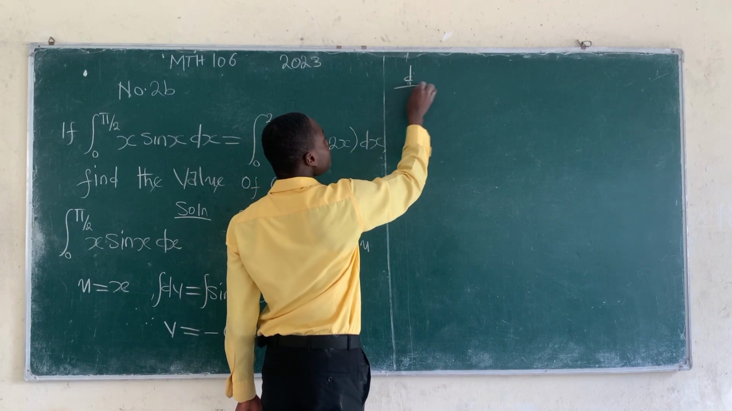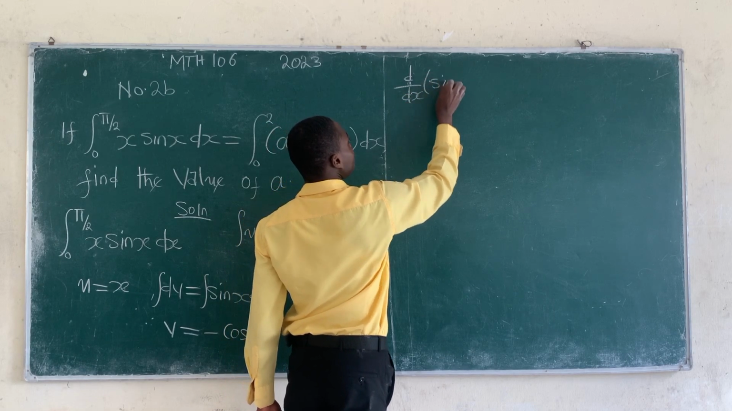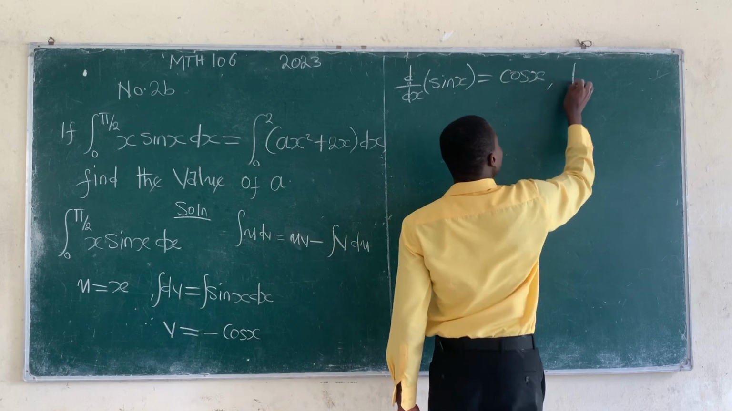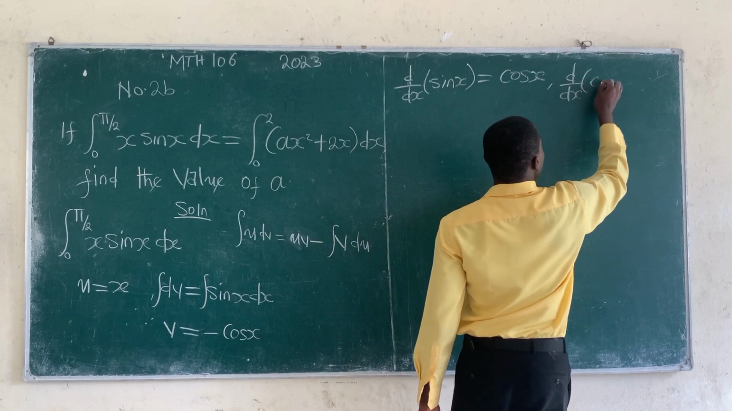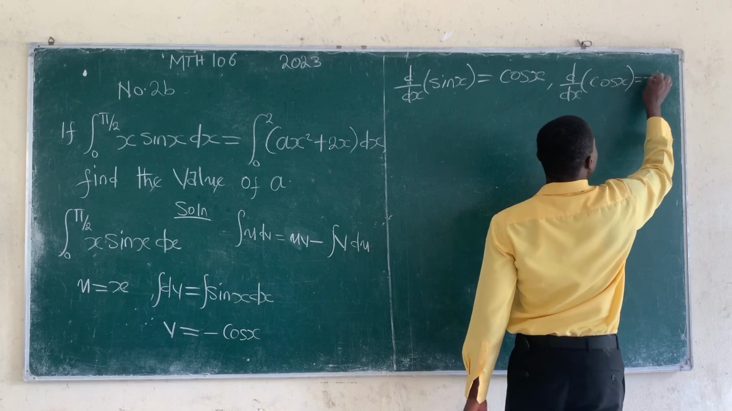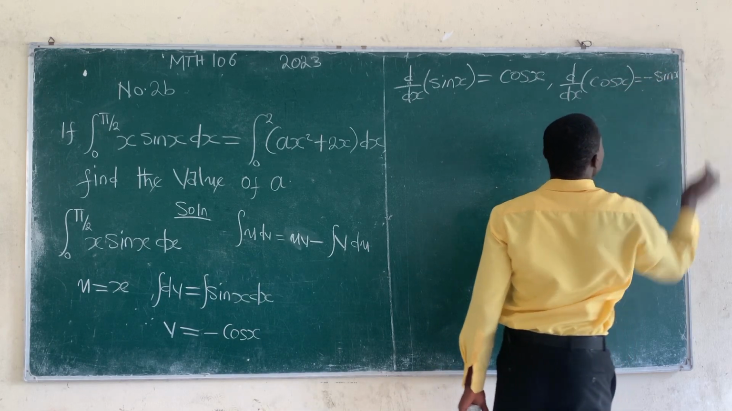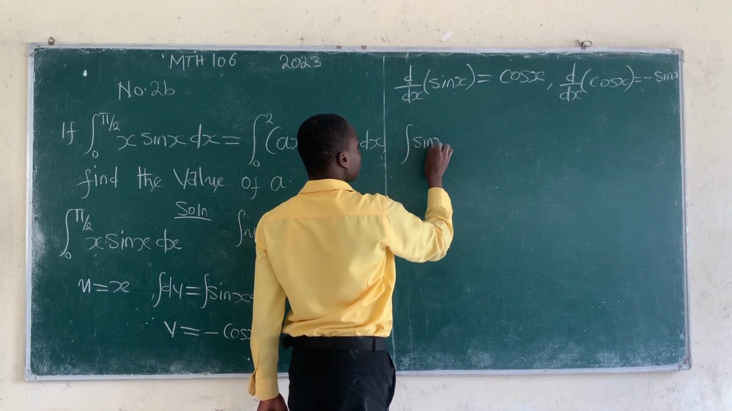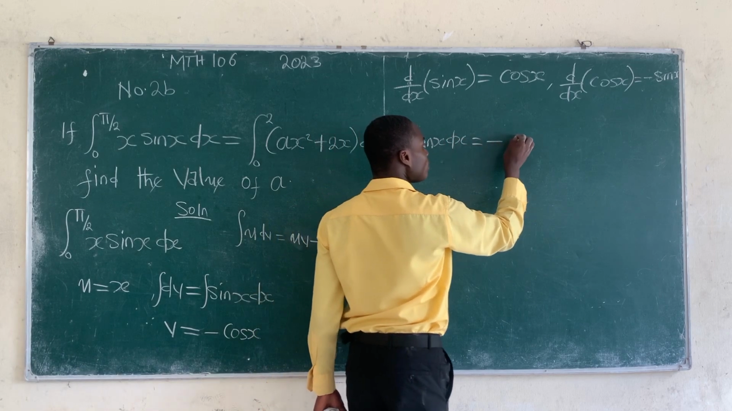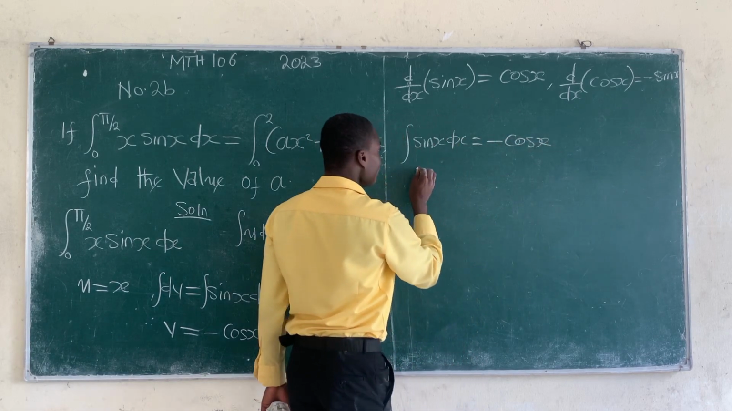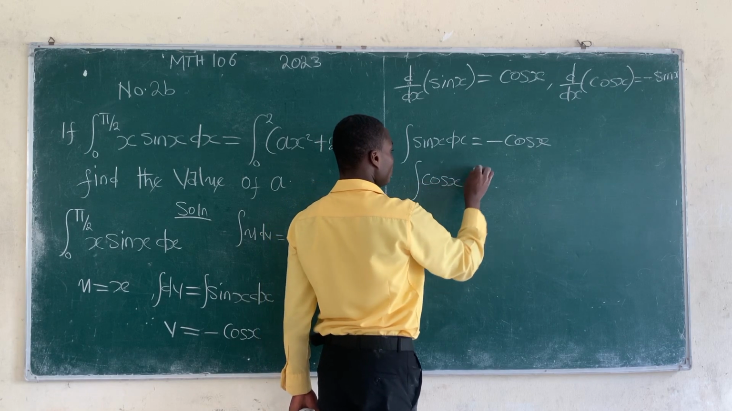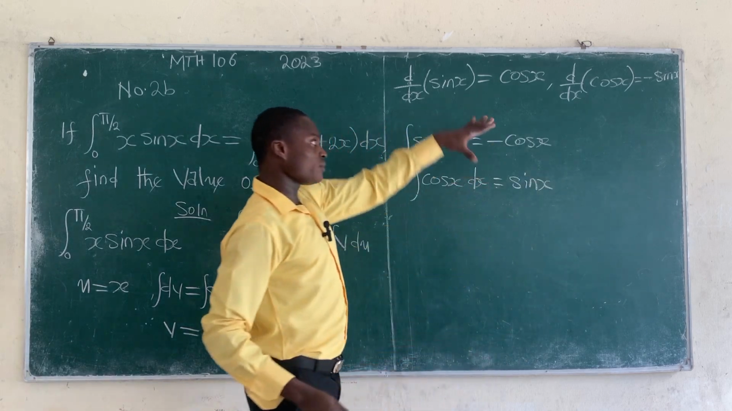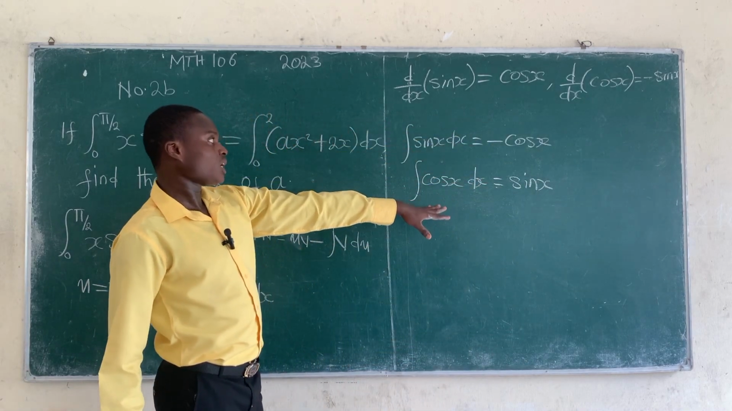If you differentiate sine x, you are going to have cos x. If you differentiate with respect to x of cos x, you are going to have minus sine x. Also, if you integrate sine x with respect to x, you are going to have minus cos x. Then, if you integrate cos x with respect to x, you have sine x. Please take note of these standard differentials and integrals.